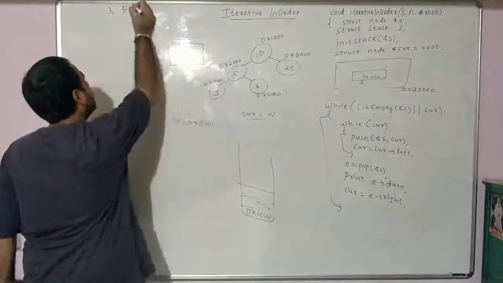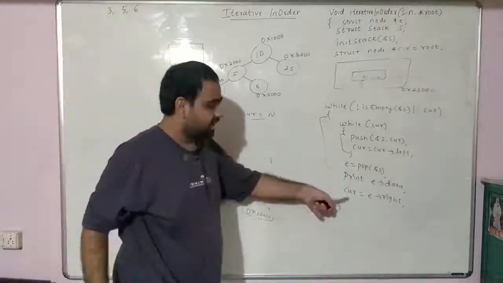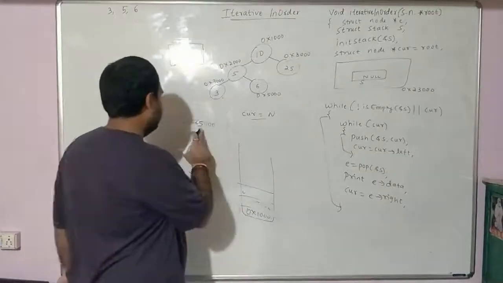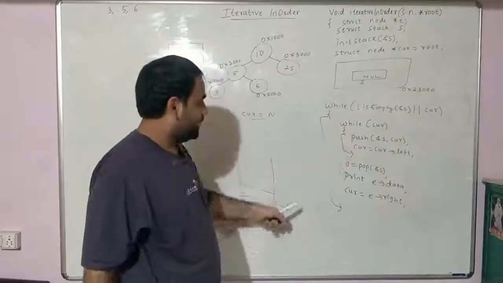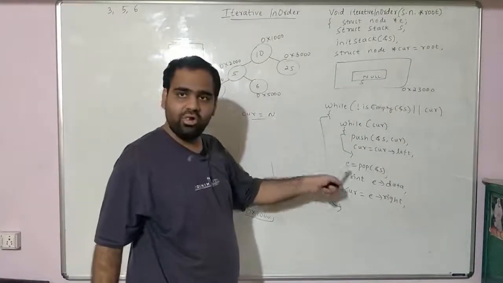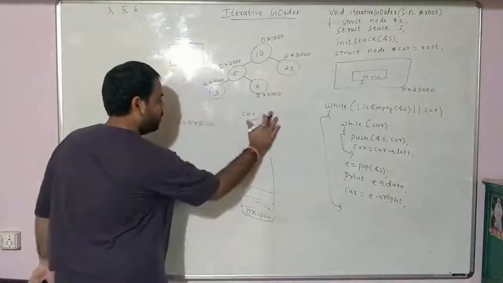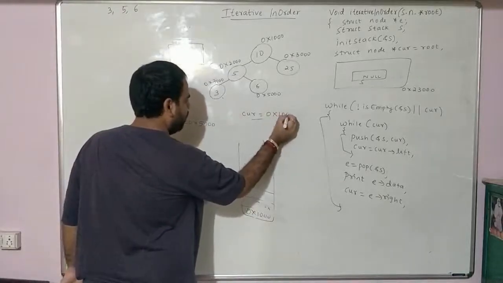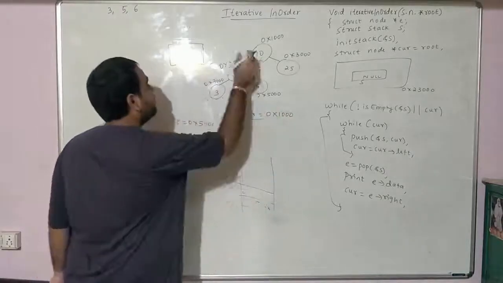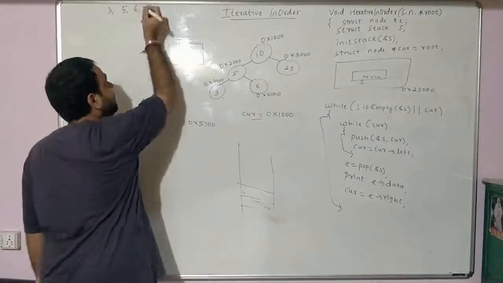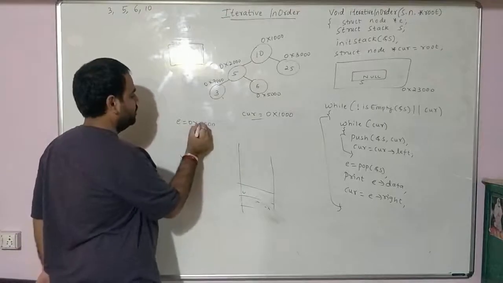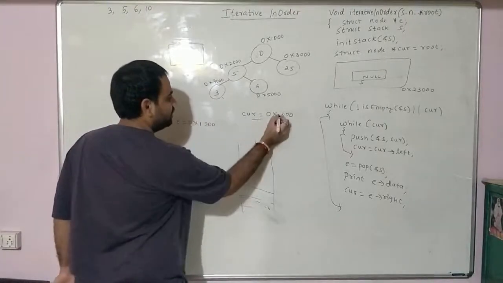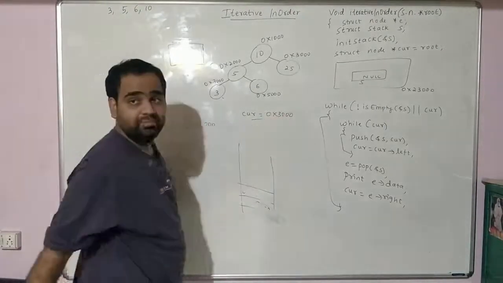Print 5000 arrow data, which is 6, and set current is equal to e arrow right. 5000 arrow right is null. Go back. While not is empty stack, yes. While current, the condition is false. e is equal to pop. What do you pop? You pop 1000 from the stack. Print 1000 arrow data, which is 10, and you say current is equal to e arrow right. Okay, sorry, e is 1000. 1000 arrow right. What is 1000 arrow right? It is 3000. Go back.